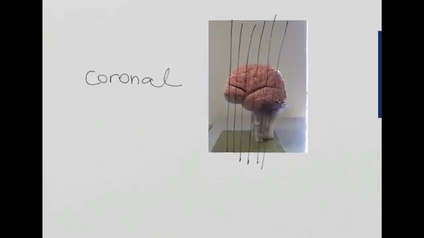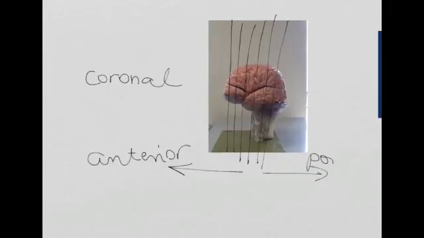Coronal sections will divide the space into anterior and posterior aspects. Again, something in front of the line of sectioning would be described as anterior to, and something behind would be described as posterior to the structure.